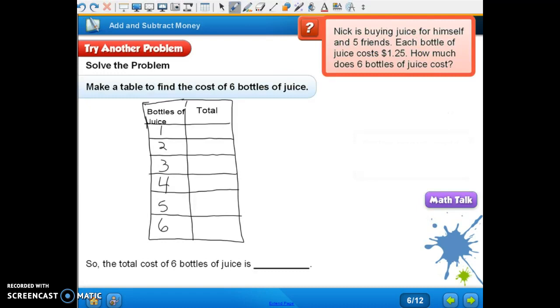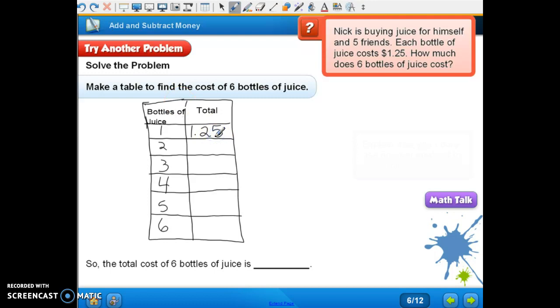Okay, so you should have a 2-column table by 7 rows. The top box is for your labels, bottles of juice and total. Then you divide the rest into 6 rows, and since we're buying 6 bottles, we number it 1 to 6. How much does 1 bottle of juice cost? $1.25.